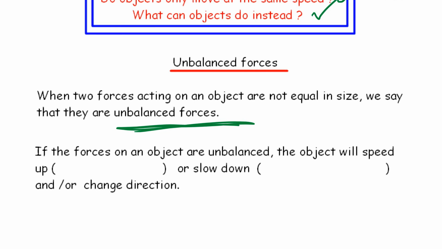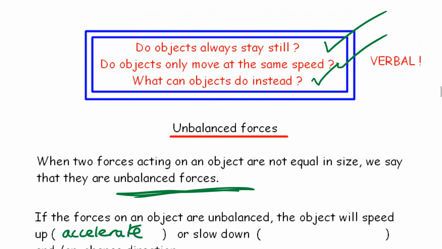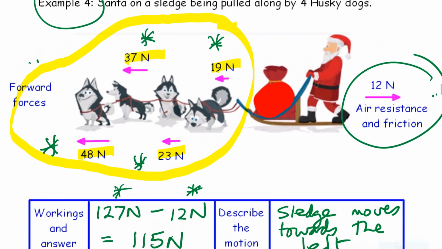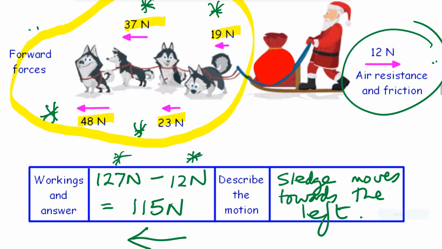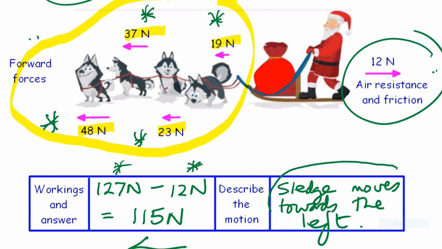If the forces on an object are unbalanced, the object will speed up. It will accelerate. And that's exactly what has happened here. The forward force from the huskies is much larger than the air resistance, so of course this sledge is going to speed up. It's going to accelerate. So we could have been much better with our description. Yes, the sledge moves towards the left, but in actual fact, the sledge accelerates towards the left-hand side.